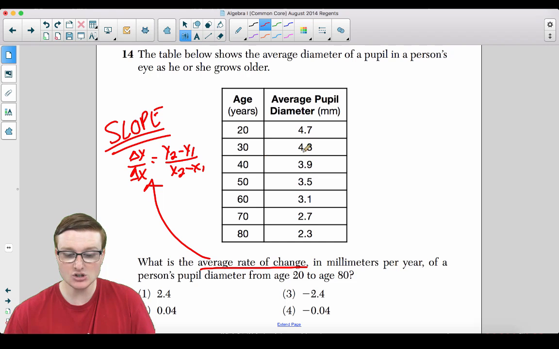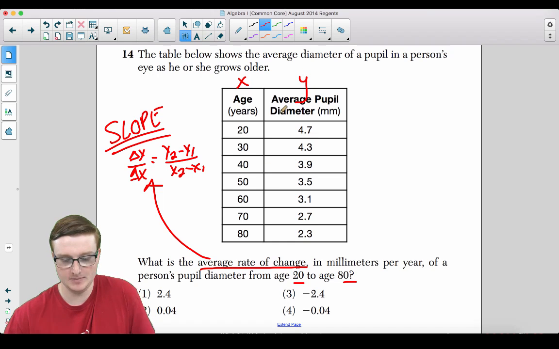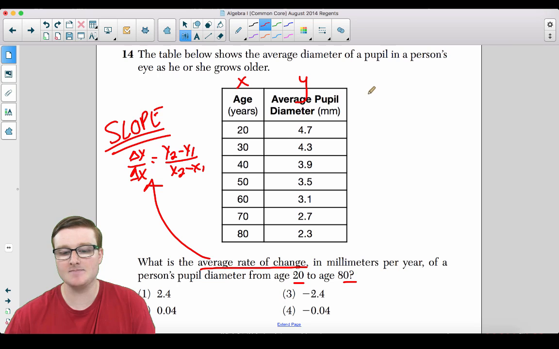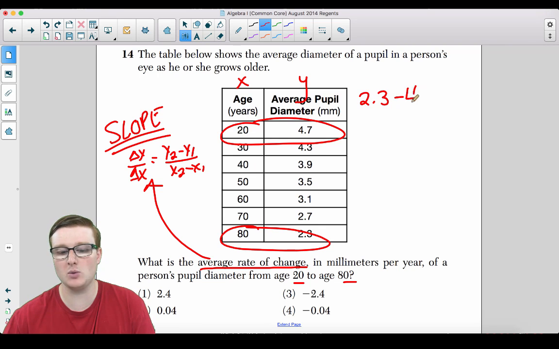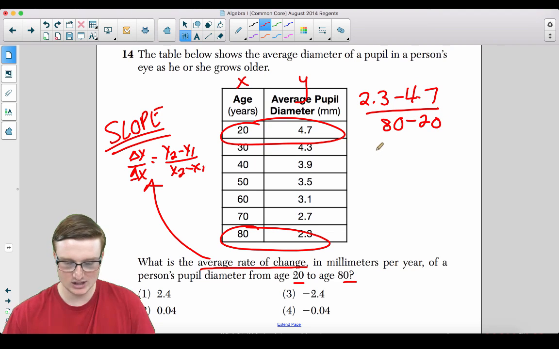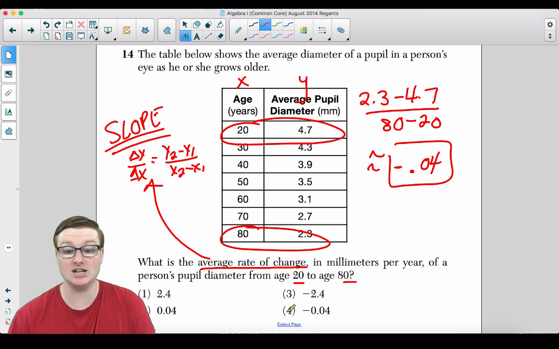Okay? So, we're going to calculate between 20 and 80. This is your x value. This is your y value. So, let's go ahead and calculate it. We get over here and over here. So, we get 2.3 minus 4.7 all over 80 minus 20. So, we're just going to simplify it. And when you plug that into your calculator, you get approximately negative 0.04, which is the average rate of change. So that is going to be choice 4.